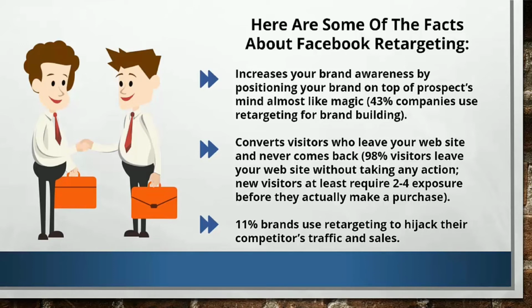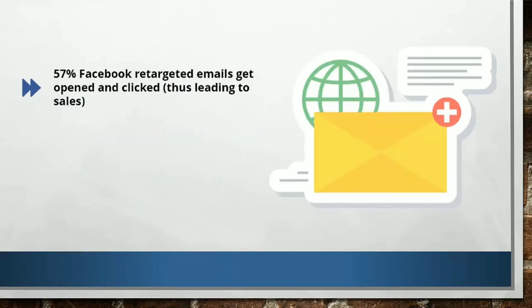And guess what? You and your competition do have a similar type of advertisement, right? But because you do retargeting, which has crazy little techniques, you can be hijacking your competition's traffic. You can also be hijacking sales from your competition, and they don't have any single clue how they lost customers. Number 4, 57% of Facebook retargeted emails get opened and clicked, thus leading to sales. Of course, when people click on your advertisement, when they click on your emails, obviously they do buy and you make sales.